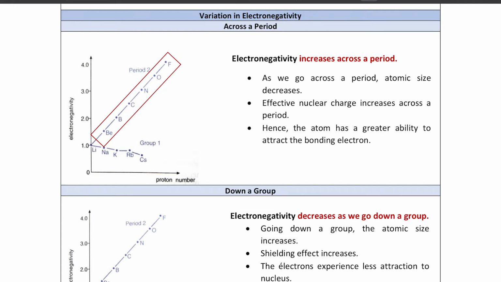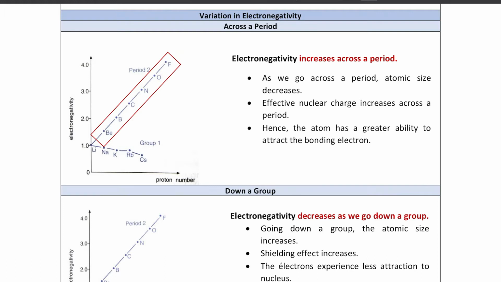Okay, dia kata sebab as we go across a period, atomic size tu makin berkurang. Yes, kita dah tahu dah this fact. That means kalau kita going across from beryllium to fluorine dalam period tu, kita akan expect size of fluorine to be smaller than beryllium lah. Beryllium lagi besar. Okay, so size smaller tu disebabkan effective nuclear charge increase across a period. Effective nuclear charge means attraction antara nucleus dengan valence electron tu makin kuat.